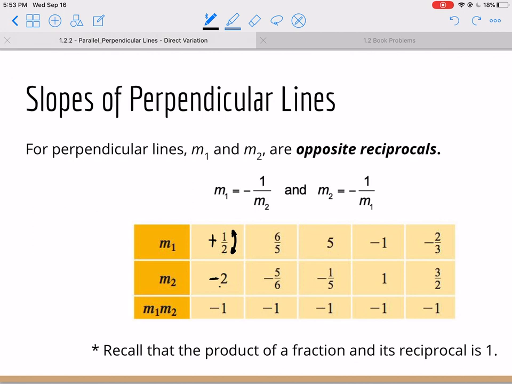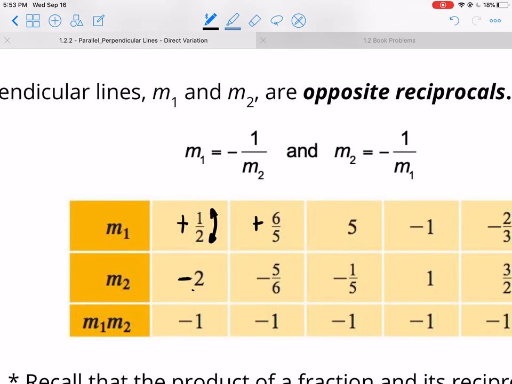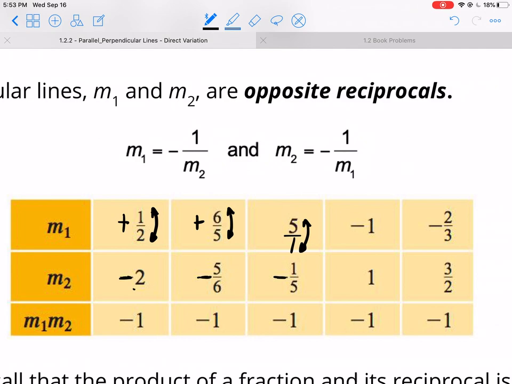Okay, 6/5, the opposite sign, since this is a positive, would be a negative. And then flipping 6/5 becomes 5/6. Opposite of 5, we write that as a fraction. That's 5/1. It's positive right now, so it becomes a negative. And then we flip the fraction, so -1/5. And then same thing for the last two examples.